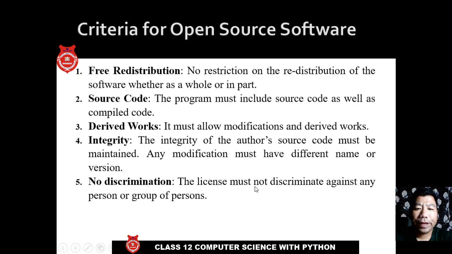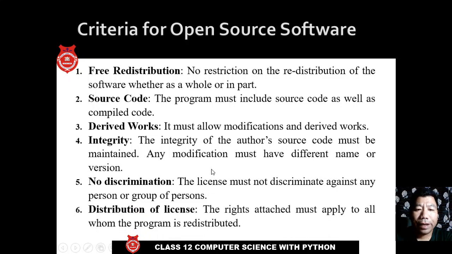The open source software license must not discriminate against any person or group of persons. It may be based on gender or whatever. It should not discriminate. Okay, this is another criteria. We are going to study open source licenses in detail in the coming slides. And another point, the final point, is distribution of license. The rights attached must apply to all to whom the program is distributed.